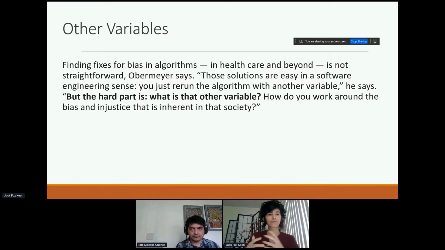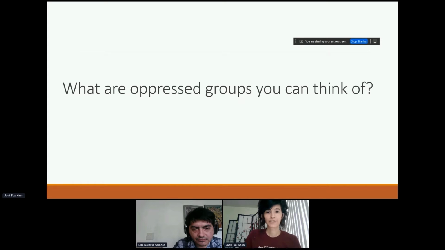So finding fixes for the bias in algorithms is not straightforward. The solution is to rerun the algorithm with another variable. But the hard part is, what is the other variable? How do you work around the bias and injustice that is inherent in society? So I want to open this up for a quick discussion. What are oppressed groups that you can think of?